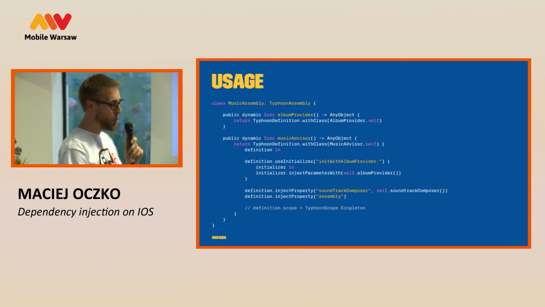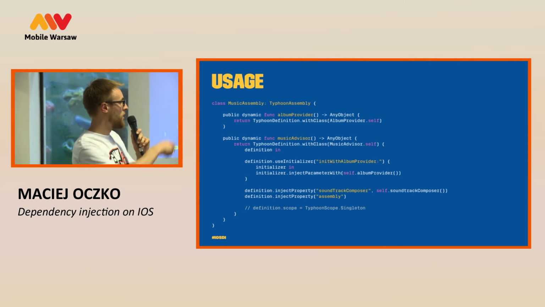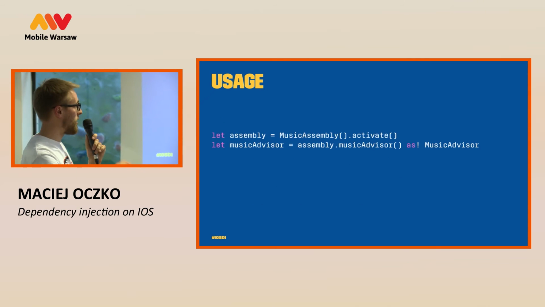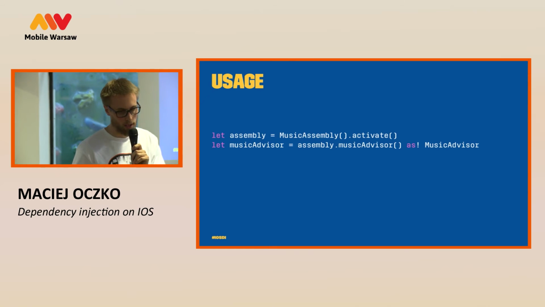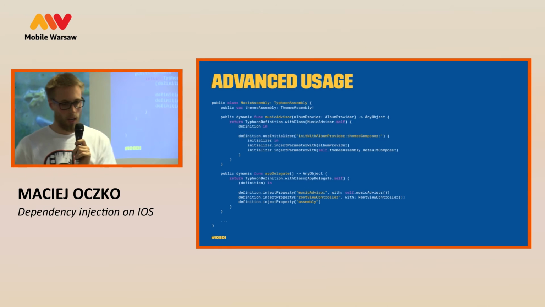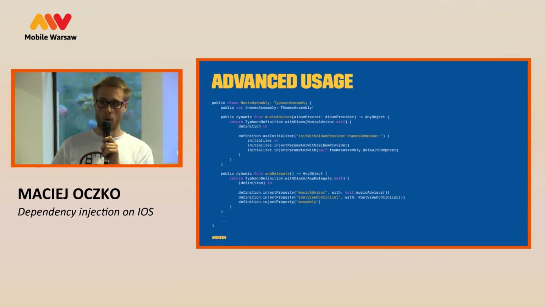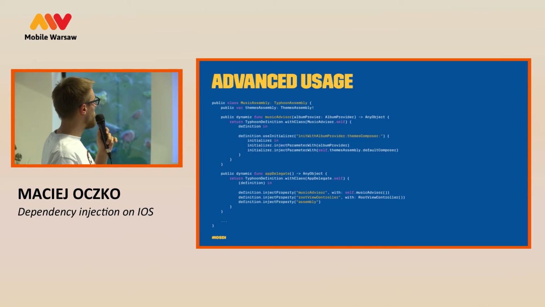You can, of course, scope it and do a lot of stuff other than here. This is really powerful, and the usage is just like before. You just call Music Advisor and cast it. Really simple. Advanced usage. And I promise this is the most advanced piece of code today. I hope you see it quite well.